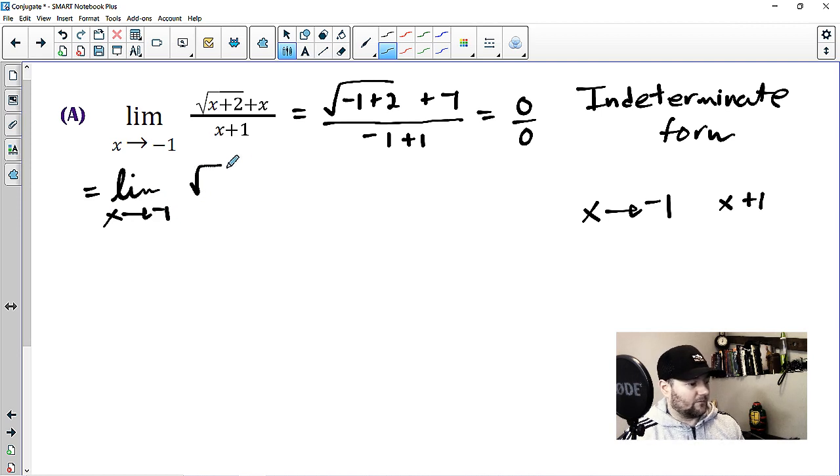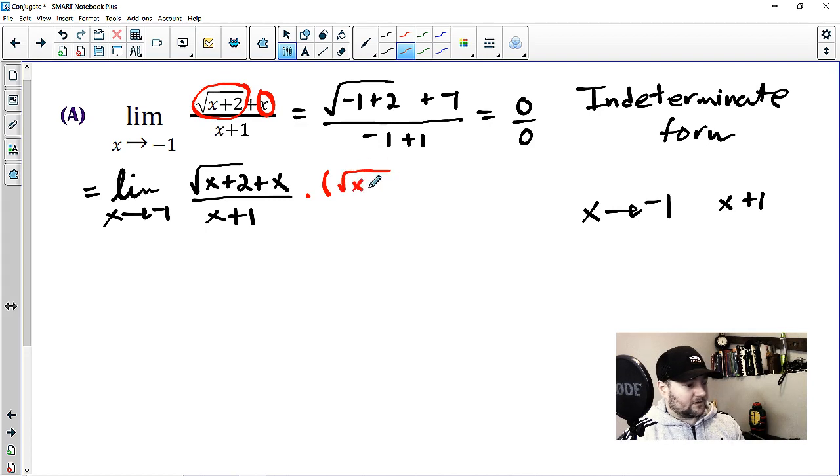So I'll rewrite my limit just so I don't have to get too messy here. I'll write my limit, and then I'm going to take the conjugate of the top. Remember, all the conjugate is doing is changing the sign between the two terms. My two terms are this root, so that's my first term, and then my second term is the x. So it's just root x plus 2 minus x. And that's all I do.